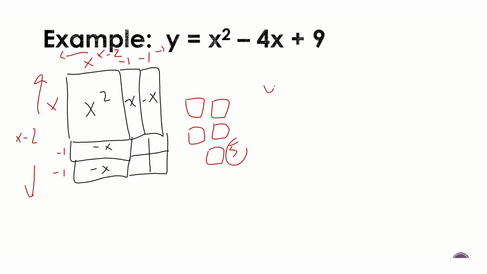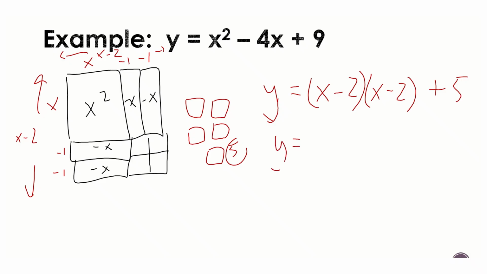So if we were to find the area, it would be base times height. So it would be x minus 2 times x minus 2, and then plus the extra 5. And of course, anytime you multiply something by itself.